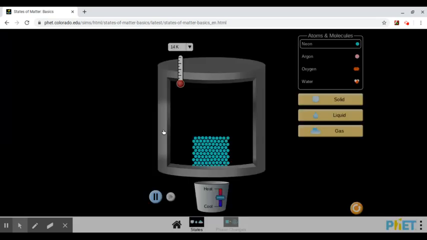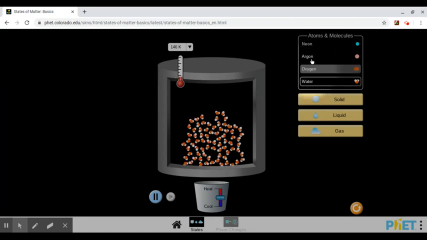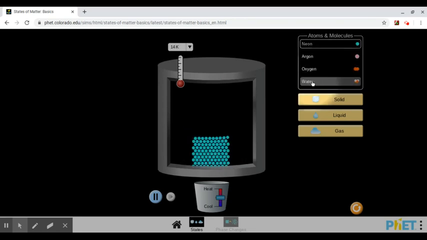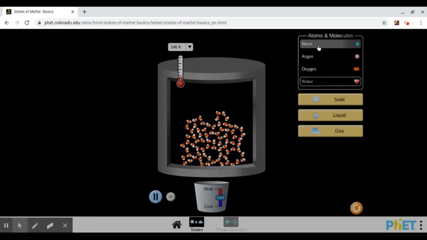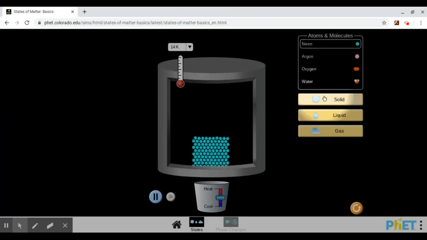So just click on states, all right? And what you're going to do is use this box up here and basically compare neon to water. Neon to water. And first, just take a look at neon in a solid form. And you can see each of these little dots represents an atom of neon.